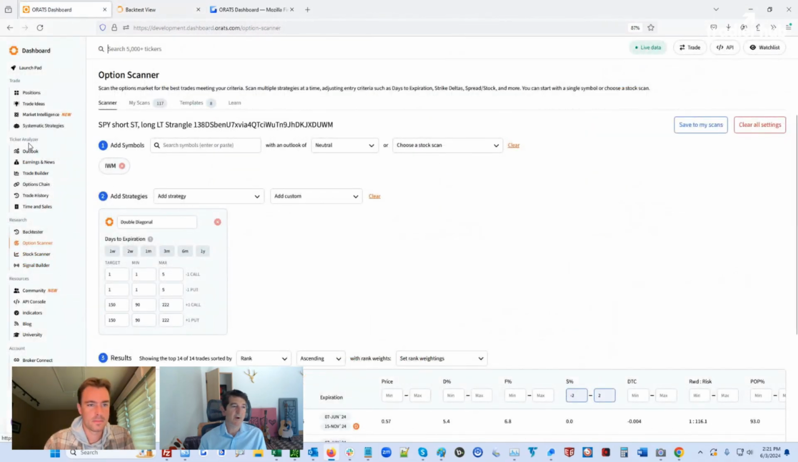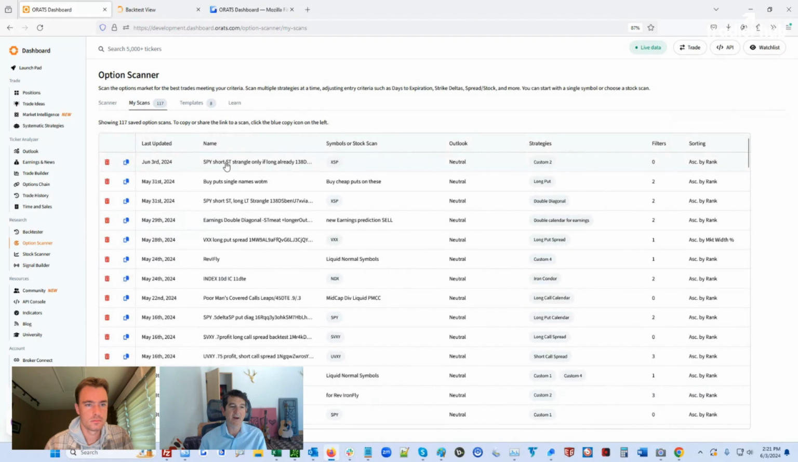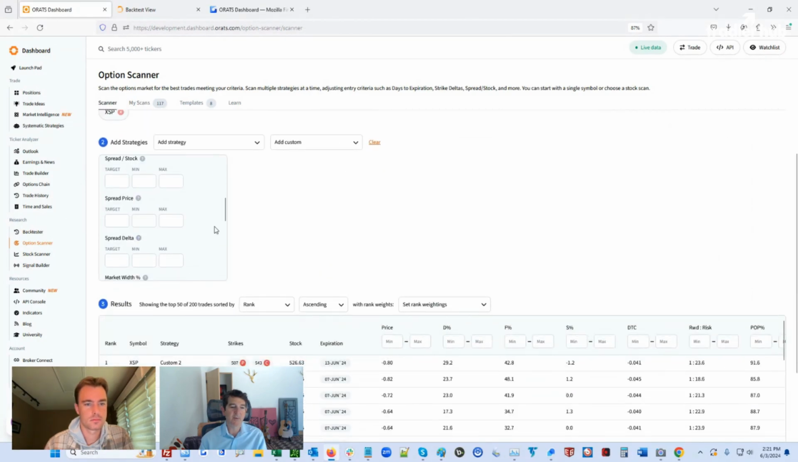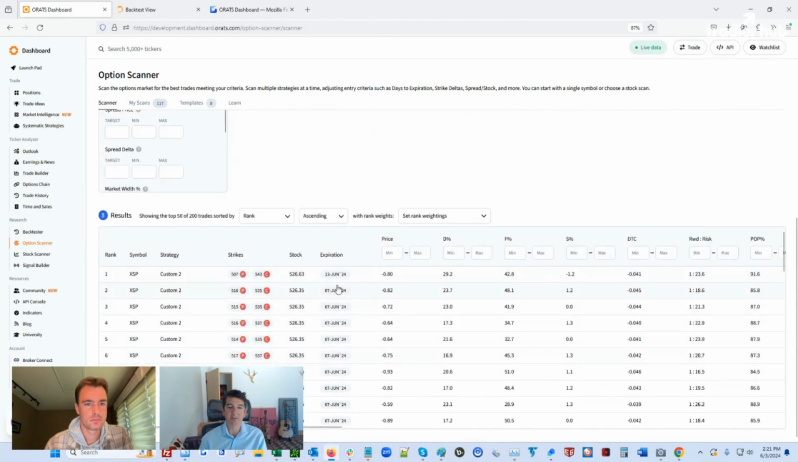Yeah. So in my positions, I will go in and actually enter my scans. Here's the short scan component only. That's what I'm usually doing, right? Because I'm closing out.